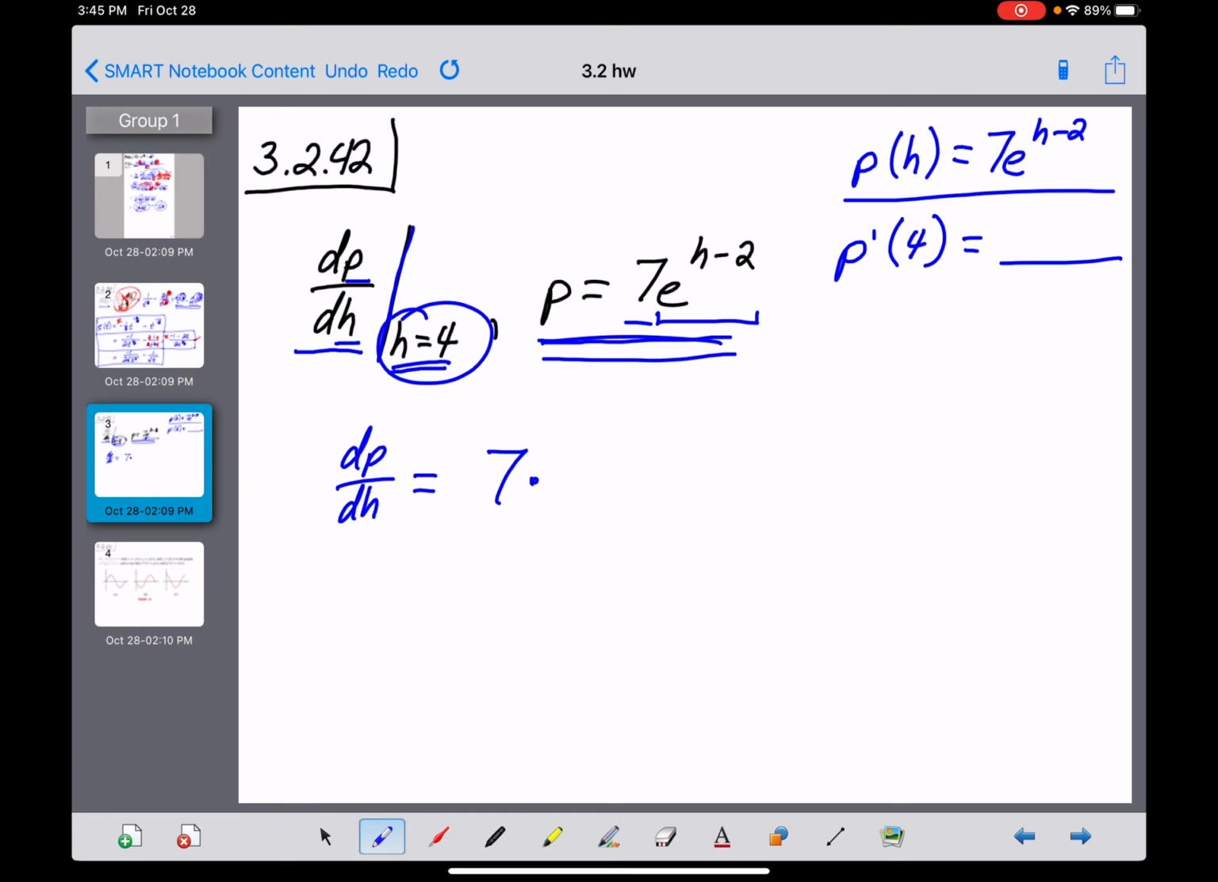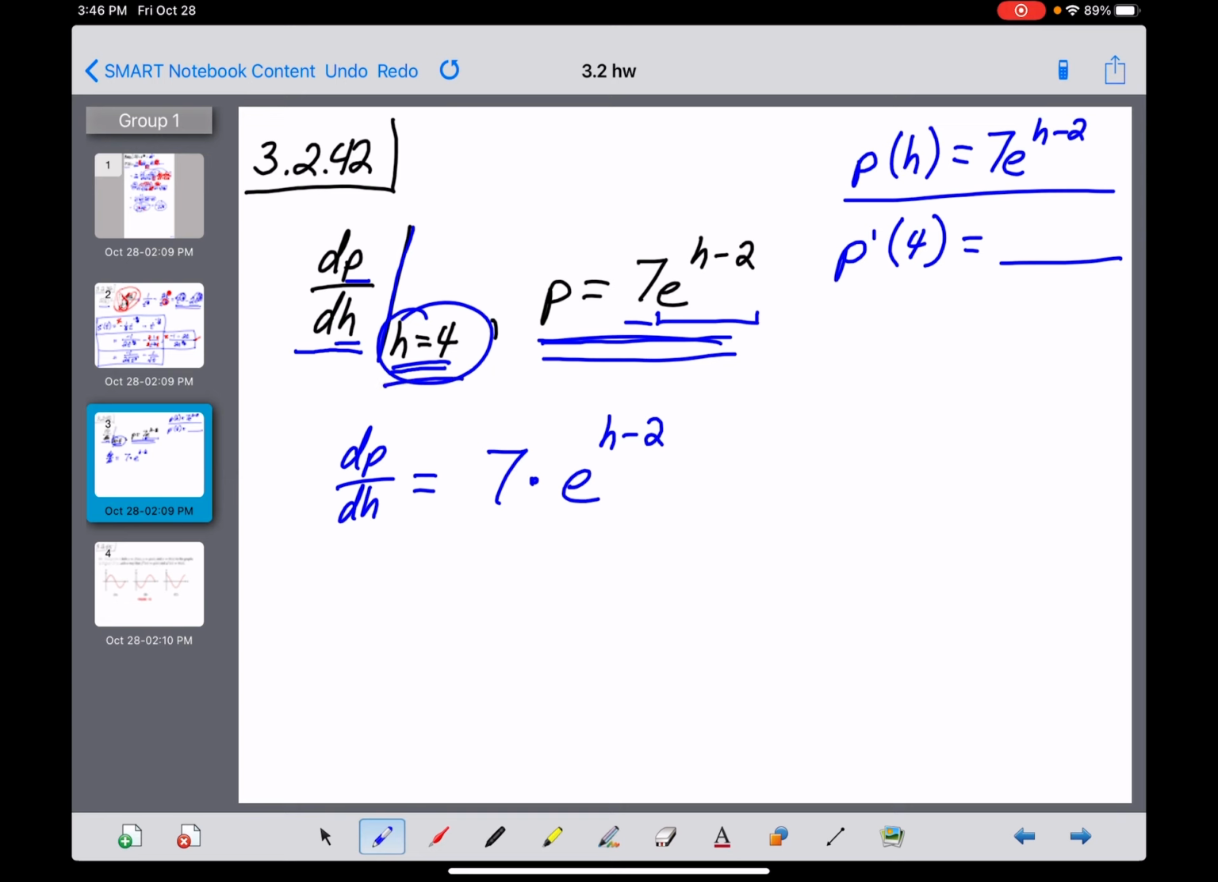Now you guys have learned already that the derivative of e to the x is e to the x. I'm going to expand that idea a little bit. The derivative of e to any power is e to the same power. And later in the chapter, we're going to learn that you have to multiply that now by the derivative of that power. Well, the derivative of h minus 2 is just 1. So technically, we're multiplying by 1 at the end here, but of course, you can get away with missing that. So the derivative of 7e to the h minus 2 is 7e to the h minus 2. It doesn't change at all.